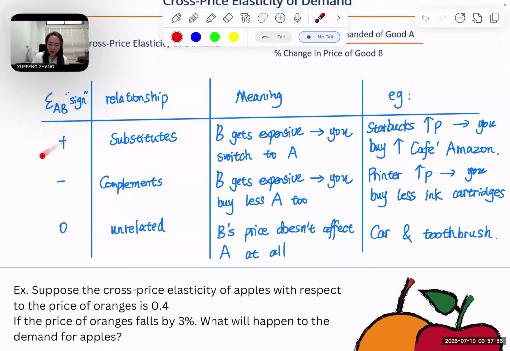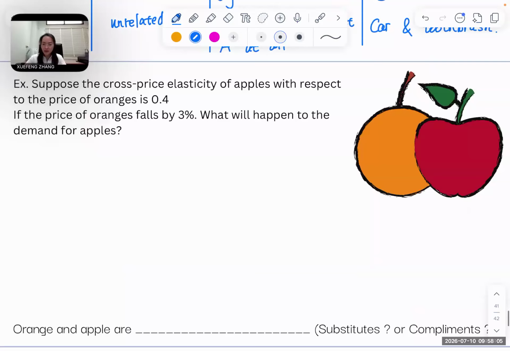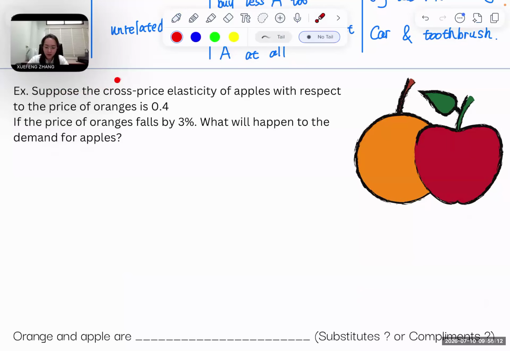Okay, take a look here. Positive substitutes, negative complements, 0 unrelated. Apple and orange. Suppose the cross-price elasticity of apples with respect to the price of orange is 0.4. You are given that epsilon AB equals 0.4.